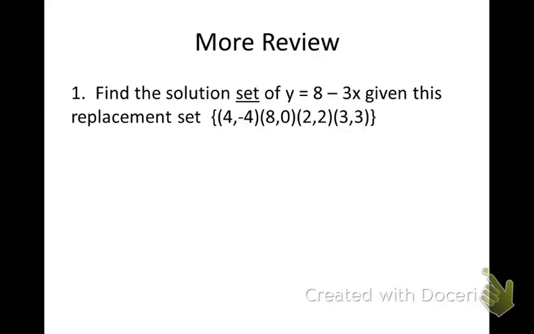Okay, we're going to continue reviewing. Today we're going to look at finding the solution set of an equation, y equals 8 minus 3x, if we're given a replacement set. So we're only trying these values. We're not finding all solutions. We're just finding the ones of these.